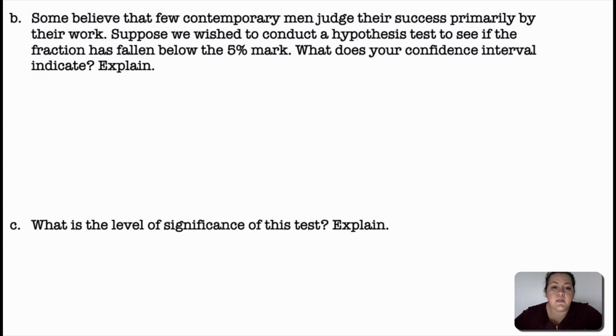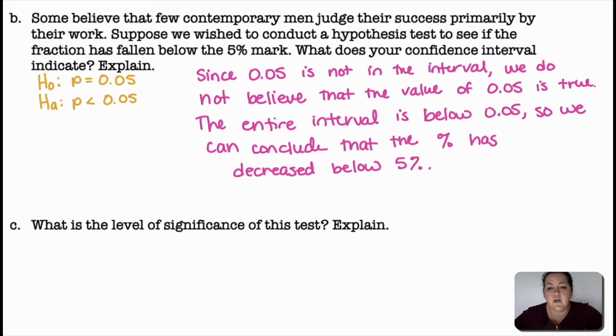All right. Some believe that few contemporary men judge their success primarily by their work. Suppose we wish to conduct a hypothesis test to see if this fraction has fallen below the 5% mark. What does your confidence interval indicate? So we're not actually going to do the test, but what does our confidence interval indicate? So if we were to do the test, my null hypothesis would be that p equals 0.05, and the alternative would be that it's less than 0.05. Well, since 0.05 is not in our interval, we do not believe that that value, 0.05, is true. The entire interval is below 0.05, so we can conclude that the percent has decreased below 5%.